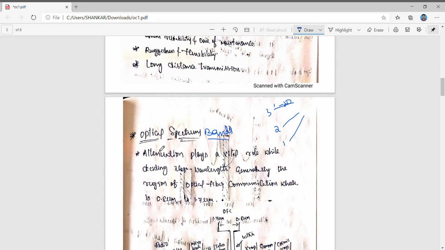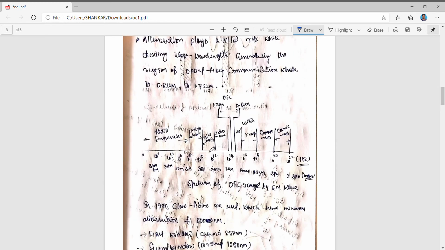The main important point in our optical system is that whatever data we transmit should be transmitted with less losses and high speed, and the main thing is that the attenuation should be very low. Whenever the attenuation is low, at the receiver we get the original signal. So for that reason we use the optical spectrum bands to choose the appropriate signal transmission.